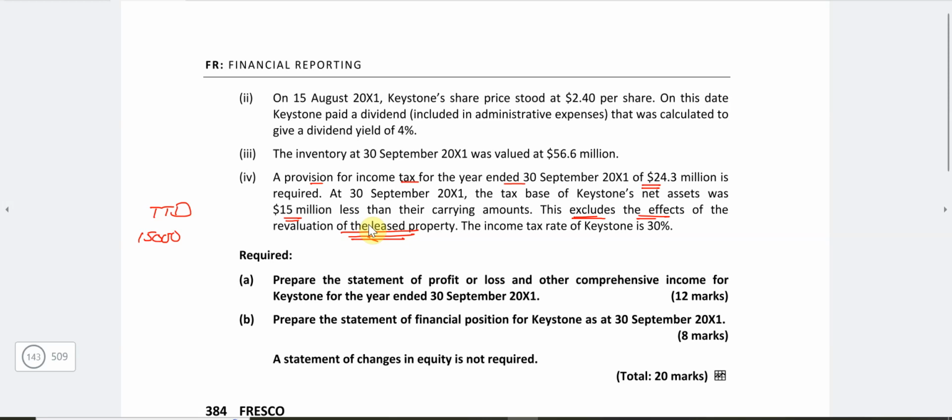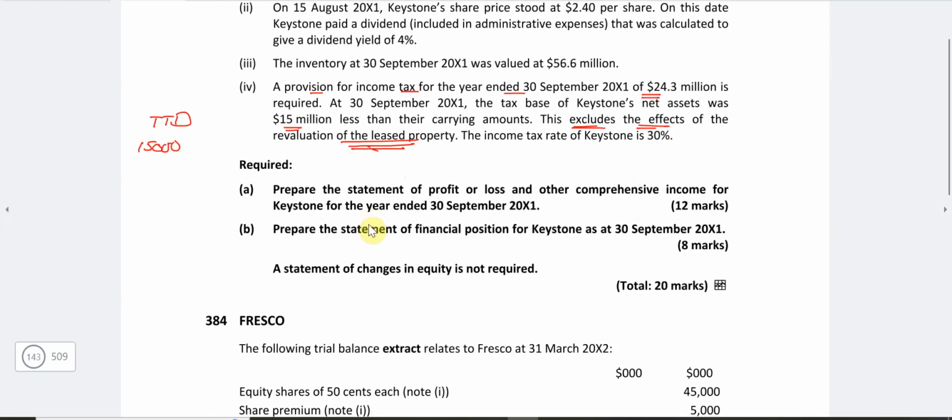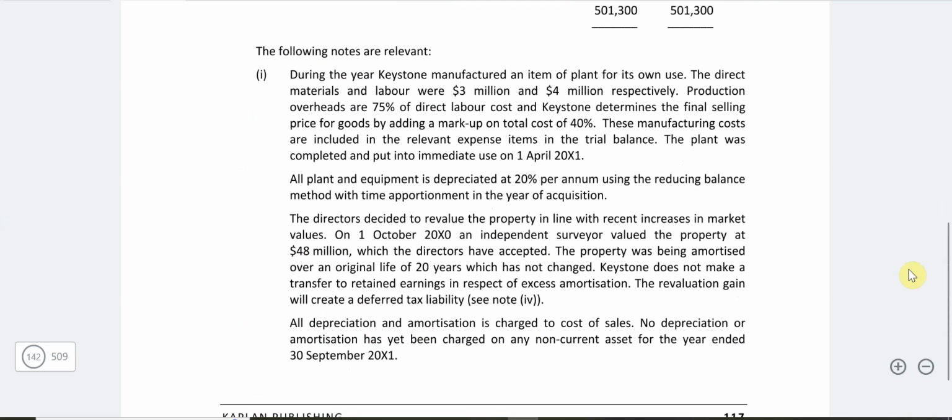So first of all, let's go to the property within the trial balance, lease property. And where is that? Yes, property. The cost of the property is 50,000. The accumulated depreciation is 10,000. So the carrying amount is 40,000. Okay, so the cost is 50,000, accumulated depreciation is 10,000, and the carrying amount is 40,000. This is the carrying value. Now let's see the fair value.